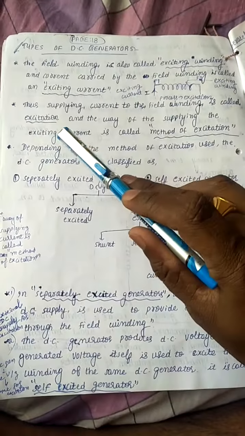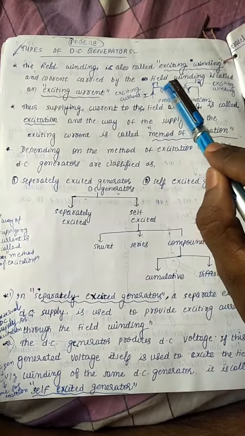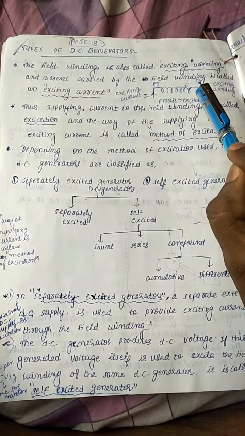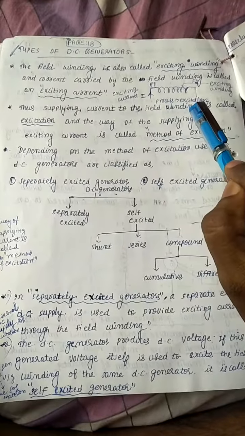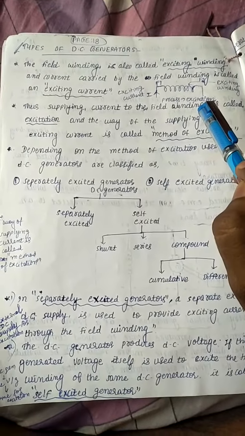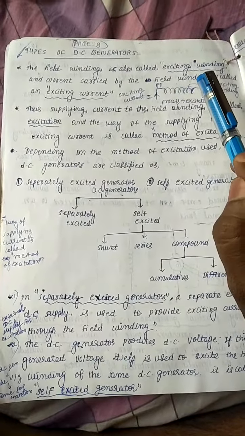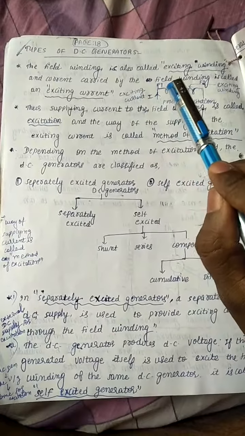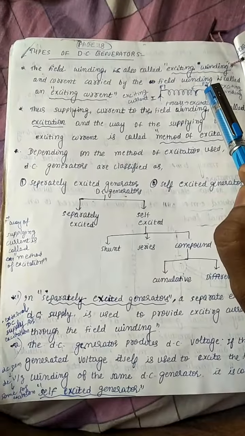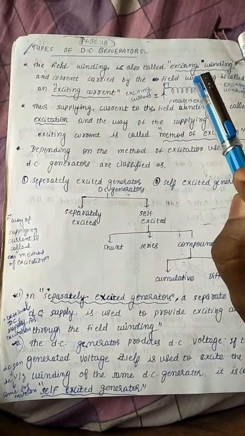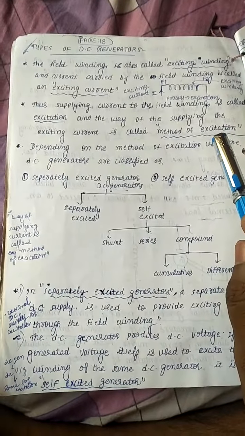Then what do you mean by excitation? Excitation is nothing but the process of passing current through this exciting winding. There are various ways in which the current is passed through this field winding. Those techniques we call the method of excitation.